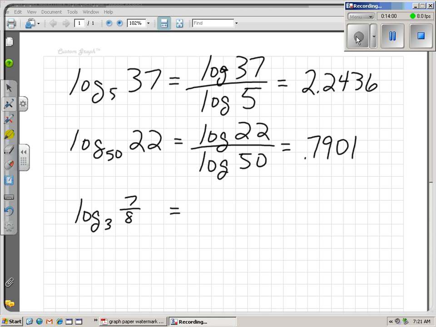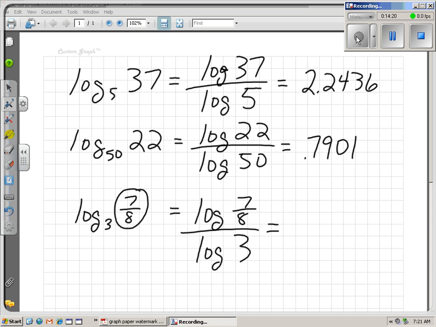Okay, the last one looks tricky, but it's really not. Just think of that 7/8 as a single number, like the 37 and the 22 above in the 2 problems before that. So we set it up, log of the big number, 7/8, over log of the little number, the base, 3. And just punch that in your calculator. Now just remember to put parentheses around the 7/8 when you put it in the calculator, and it should work out fine. And I got negative 0.1215.